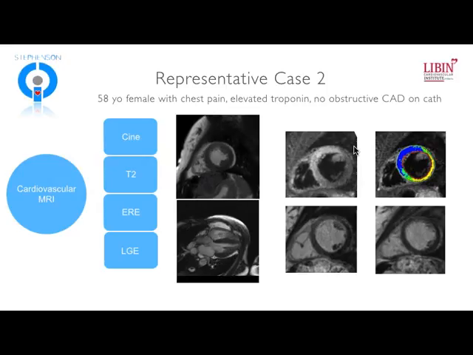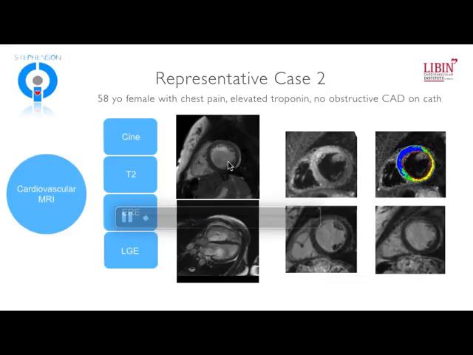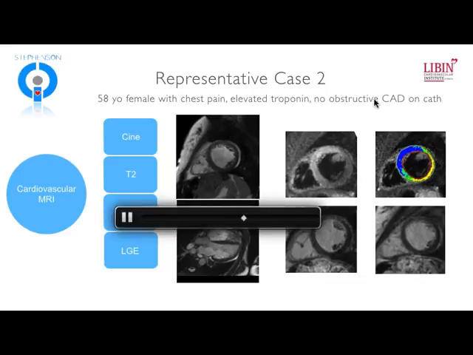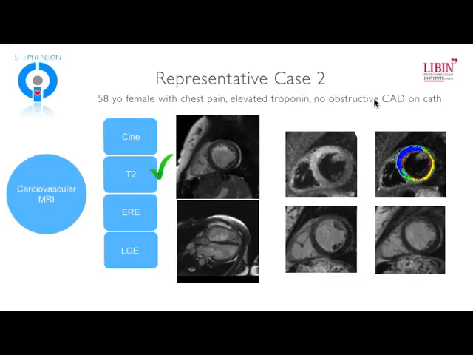Now, I do want to point out, however, that this doesn't always work. And the reason is that here we have an identical patient, 58-year-old female with chest pain, elevated troponin, and no obstructive CAD on cath. And what you'll see is that the cine imaging similarly shows normal global function, and really no obvious striking regional wall motion abnormalities, although I can confirm for you that the strain pattern would not be normal in the anteroseptum.